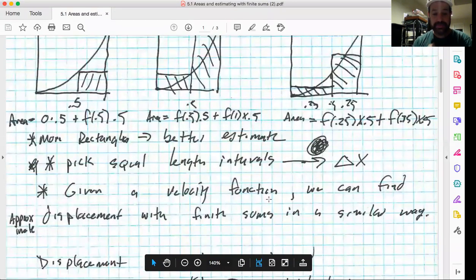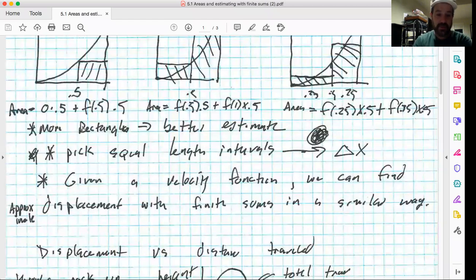Now, a couple things to think over. The more rectangles we have, the better estimate we're going to get. If we have 4 rectangles up here rather than 2, we're going to get a better estimate. If we have 8 rectangles, we're going to get even better, 16, and it doesn't need to be a multiple of 2.